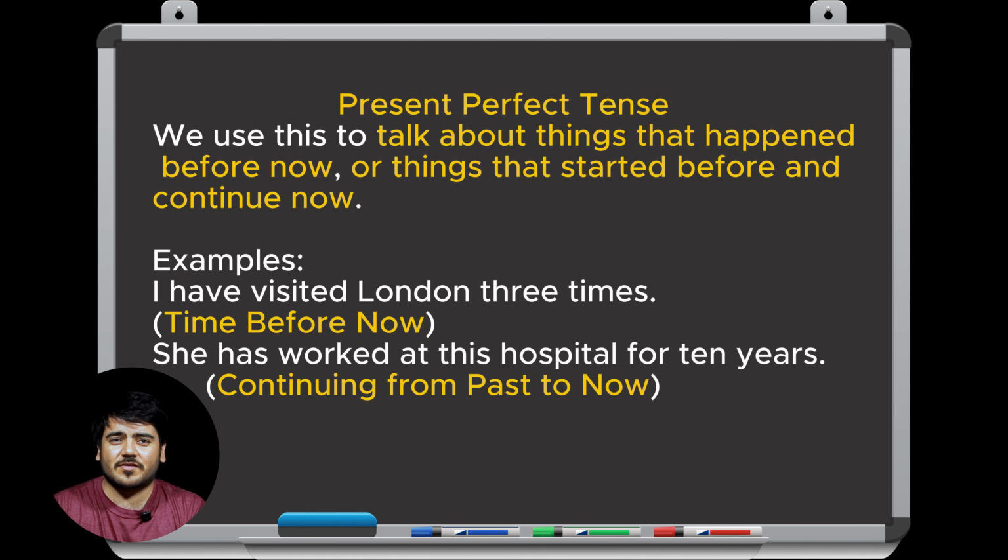Number 3, present perfect. We use this to talk about things that happened before now, or things that started before and continue now. For example, I visited London 3 times. This is time before now. She has worked at this hospital for 10 years, continuing from past to now.